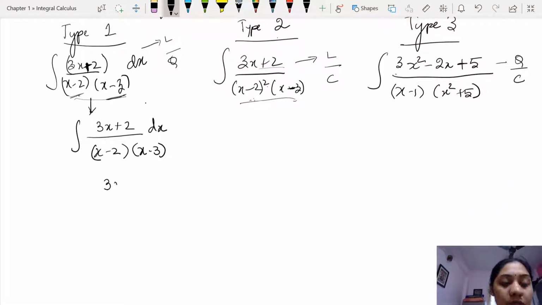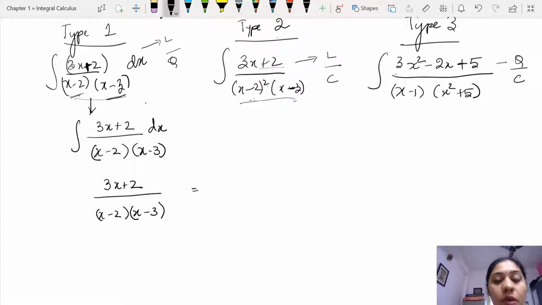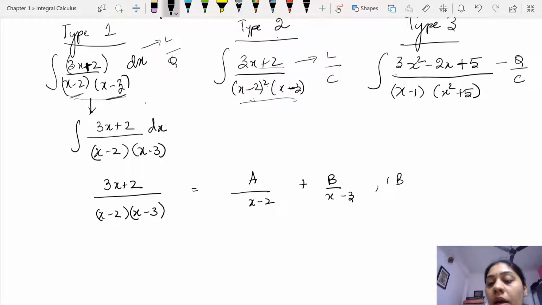Without the integral symbol, let me just write it. (3x + 2) divided by (x - 2)(x - 3) is equal to A by (x - 2) plus B by (x - 3), where A and B are constants. Why do we split it like this?